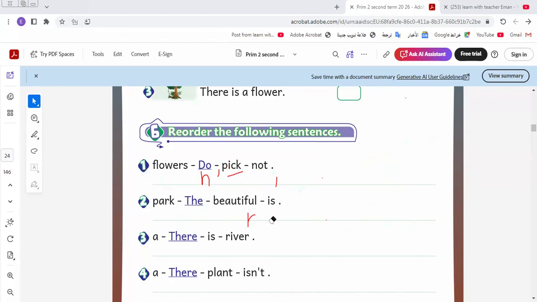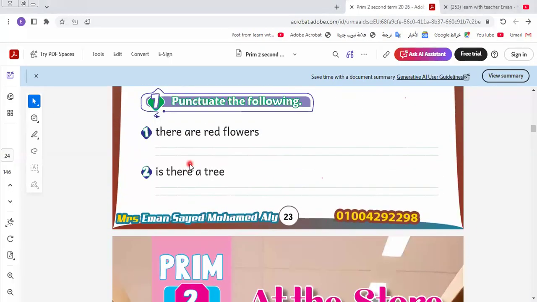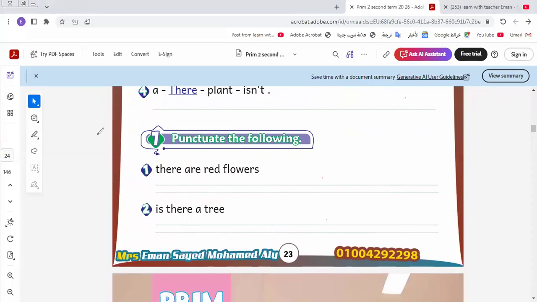Let's continue the rest of the exercise. Here we have punctuate. What can I do with it? As we know, in this question we underline the letter and replace the lowercase with the uppercase, like this one. Here, there, and I put a full stop. Is there a tree? This is a question. So what can I do? First of all, I replace the lowercase with the uppercase, and I put the question mark at the end of the sentence.